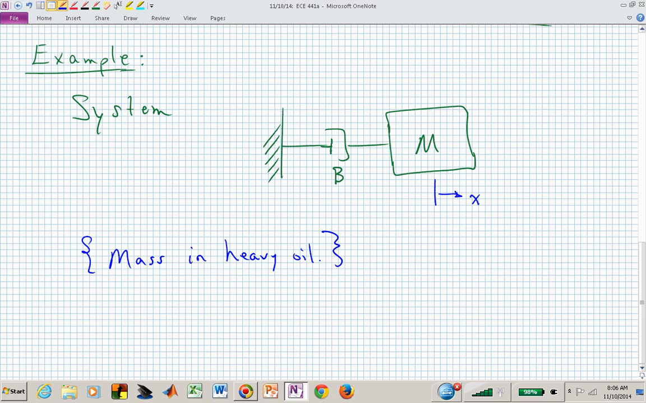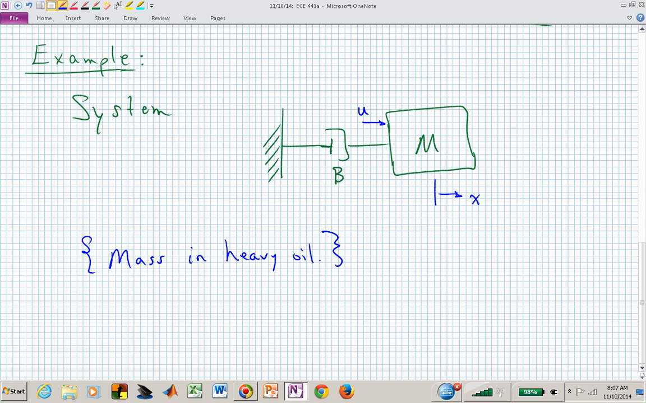Okay, so now we have F equals MA, don't we? Newton's second law. And how many forces do we have? Oh, I better put another force in here. We didn't have any way of controlling that before.